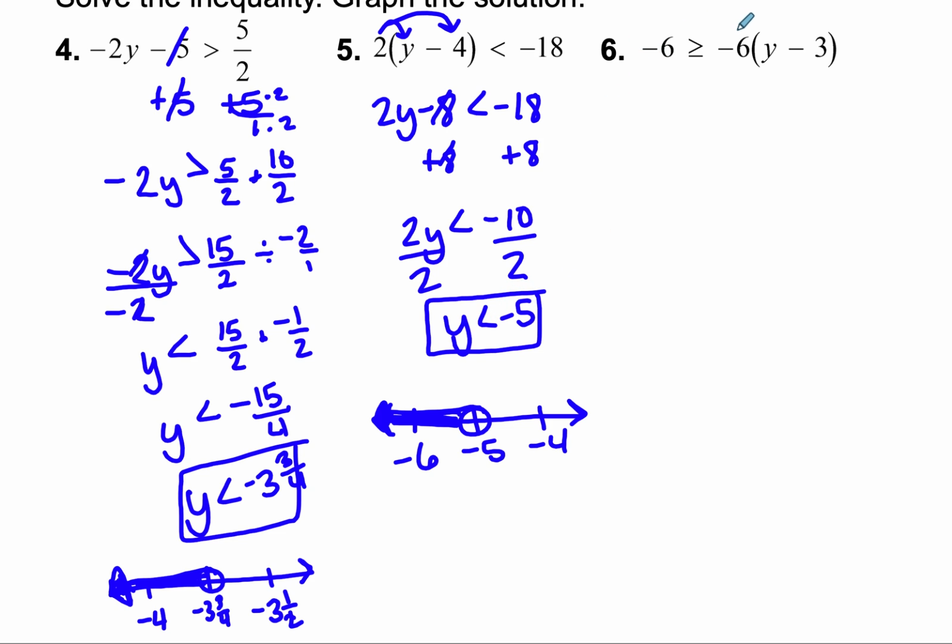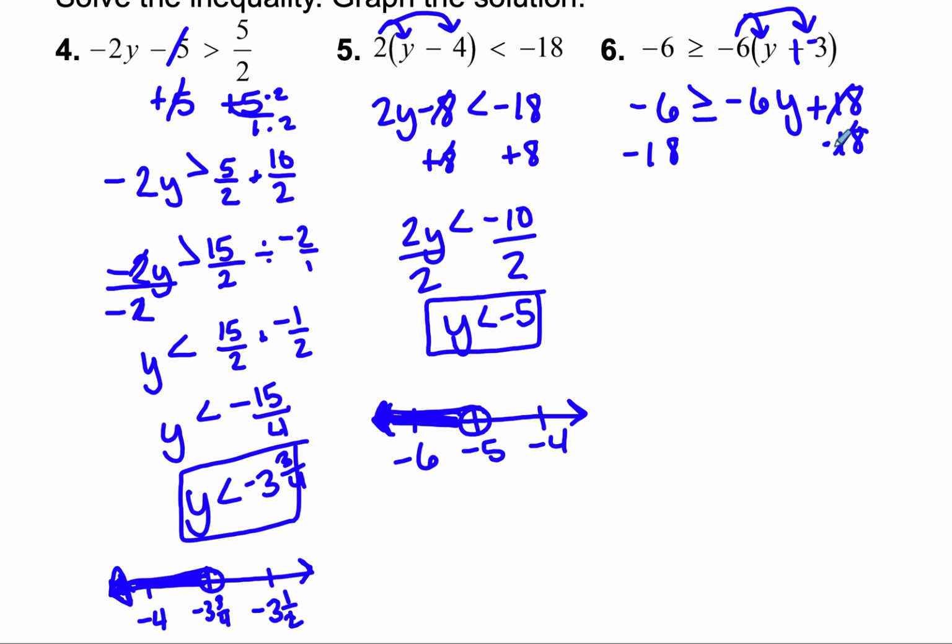All right, let's try number 6. So again, we're going to do the distributive property first. Negative 6 is greater than or equal to negative 6 times y, which is negative 6y. If I do a boom, boom here, that's a negative 3. Negative 6 times negative 3 is positive 18. To cancel out the positive 18, I'm going to subtract 18.